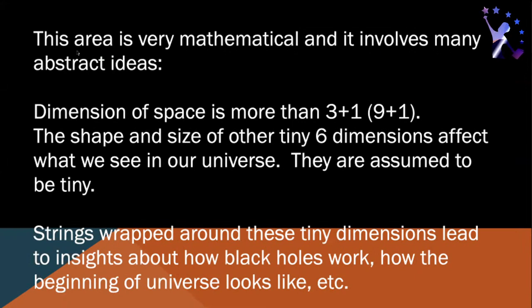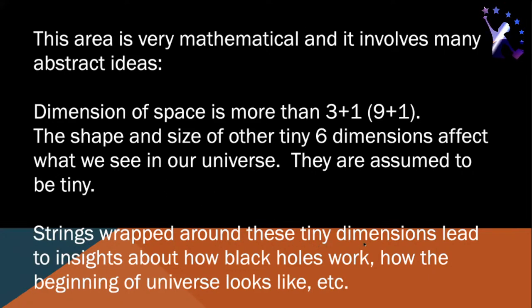Now, this area of mine is very mathematical and it involves abstract ideas. The dimension of space is more than 3+1 in string theory. In fact, in some corners of string theory, it's 9 spatial dimensions plus one. The shape and size of the other tiny extra 6 dimensions, that we have to go from 3 to 9, will typically be tiny and small, and depending on their shape and size, they will affect what we see in our big universe.